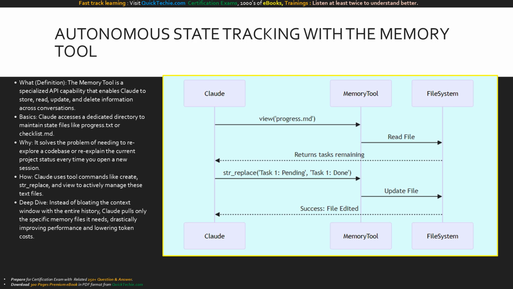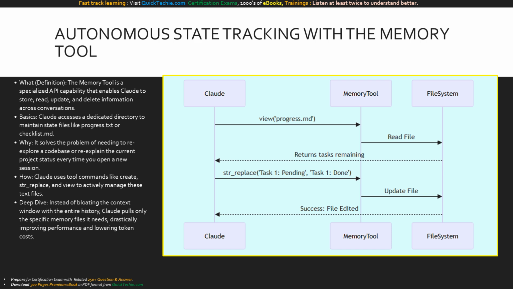If you are using the Claude API or Agent SDK, you have access to an incredible feature, the memory tool. What is it? It's a capability that allows Claude to persistently store, read, update, and delete information across entirely different conversations. The basics involve Claude accessing a dedicated file directory to maintain running state documents, like a project checklist. Why is this a game changer? Because it completely eliminates the need to manually bring Claude up to speed on your project's status every time you start a new chat. How does it work?